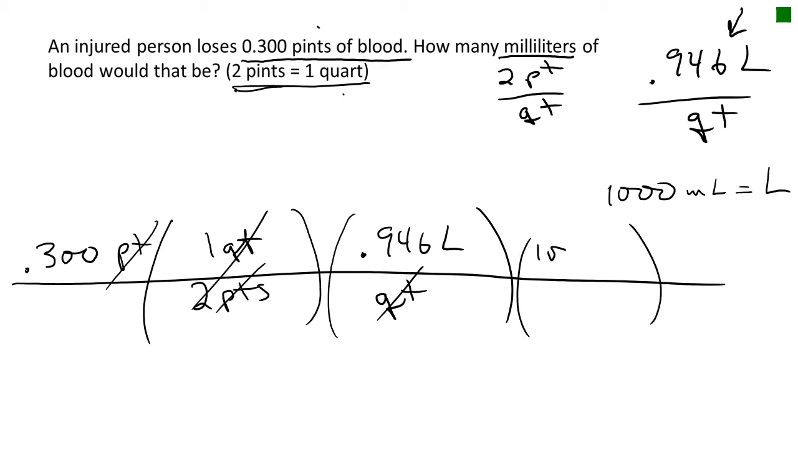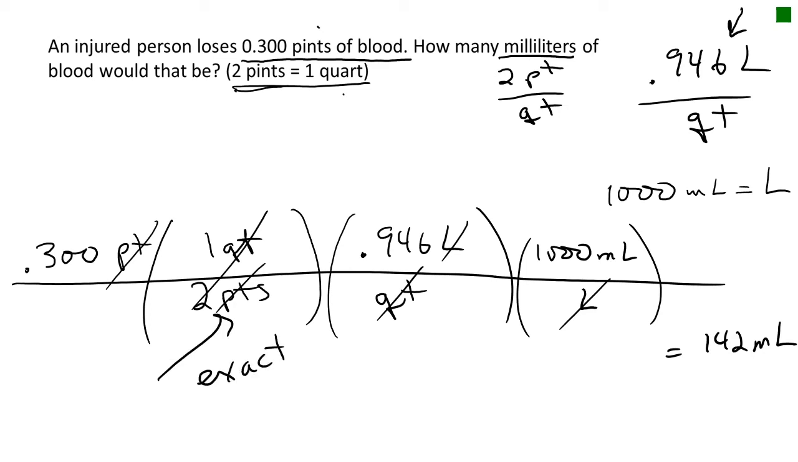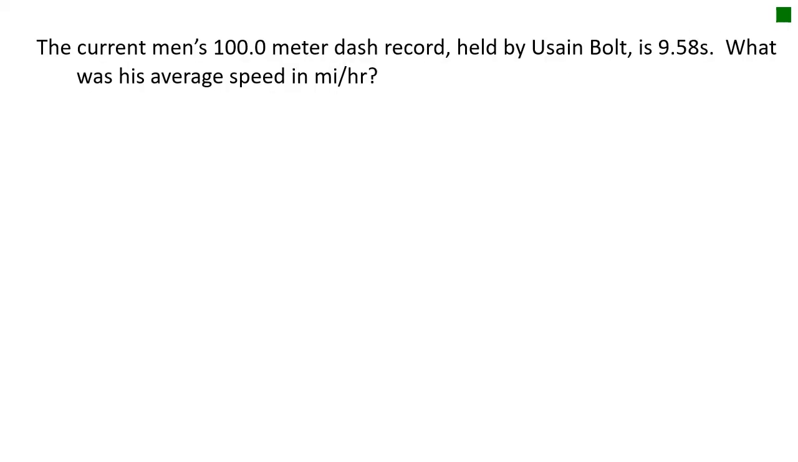And then we know that there are 1,000 milliliters per liter, and the liters cancel, and you're going to get a volume, to 3 sig figs, of 142 milliliters. Note this value is exact, as is this one. All metric prefixes are exact, and this was a definition. All right, let's do a couple more.